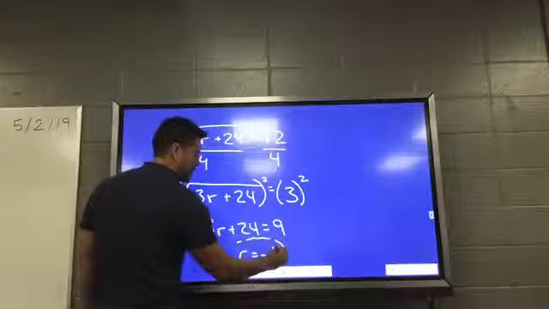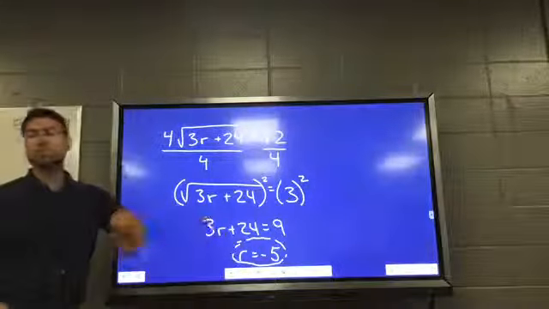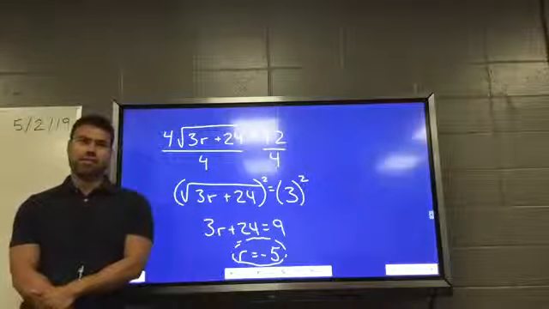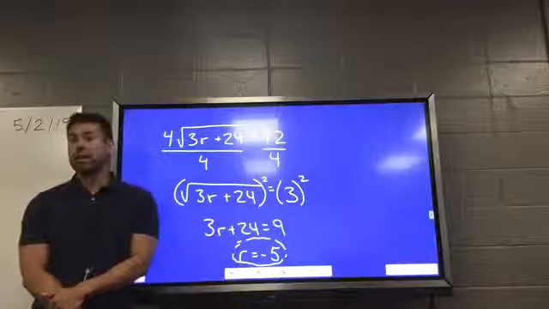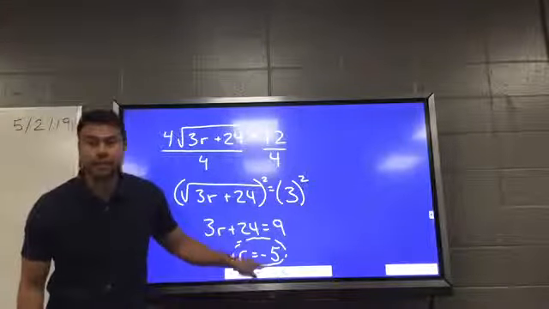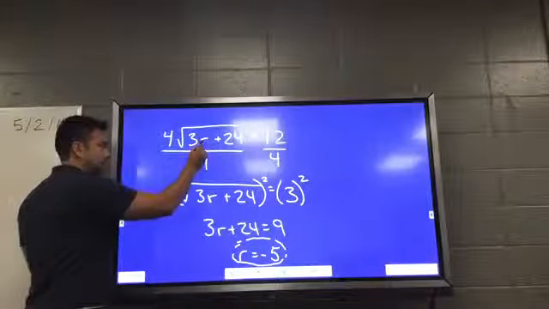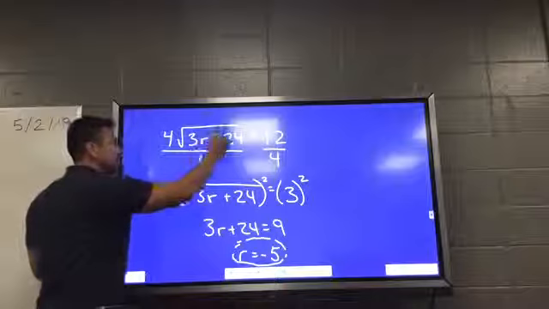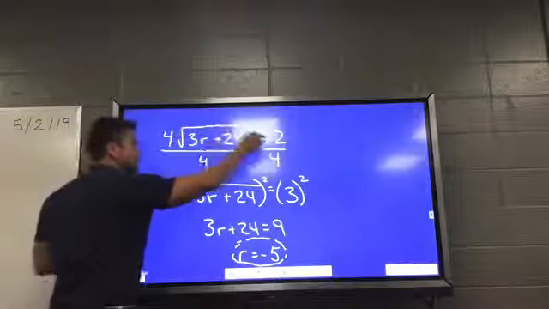Now, okay, hold on. Can you get a square root that's negative? Yes. Can you get a square root that's negative? No. Never. But that's not saying your square root's negative. That's saying r is negative. Is that possible? Yes. See? What's 3 times negative 5? Negative 15. Negative 15 plus 24 is 9. Square root of 9? 3. 3 times 4? 12. It worked.